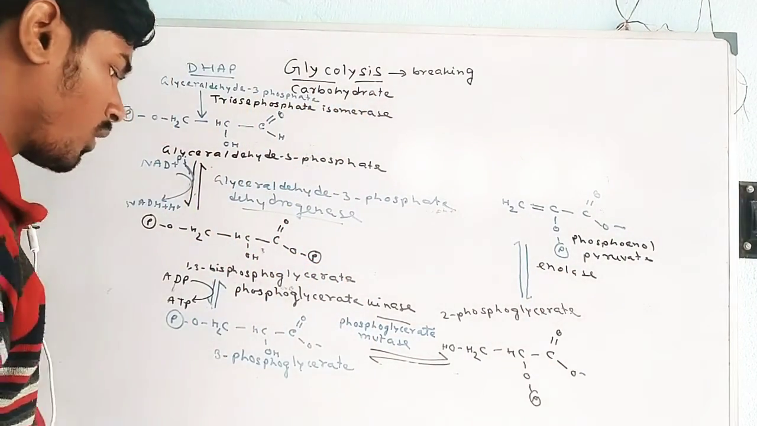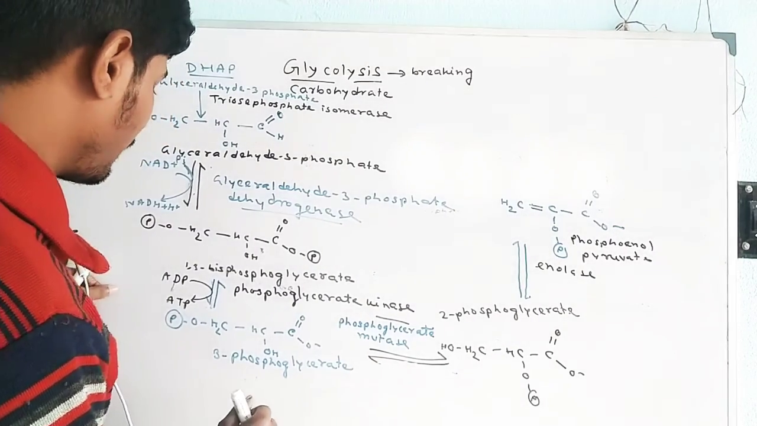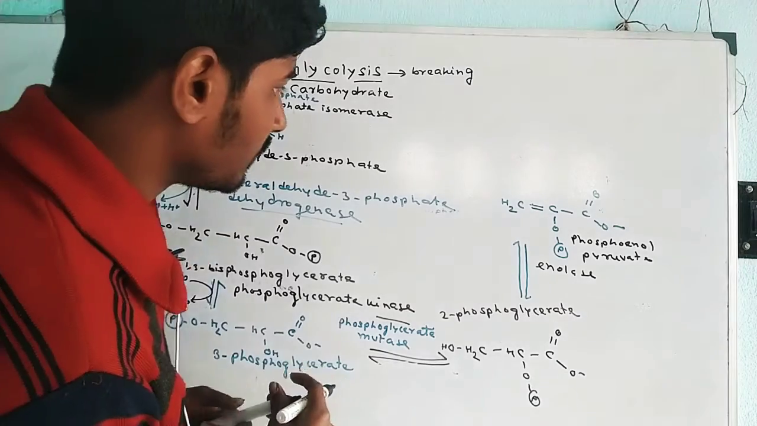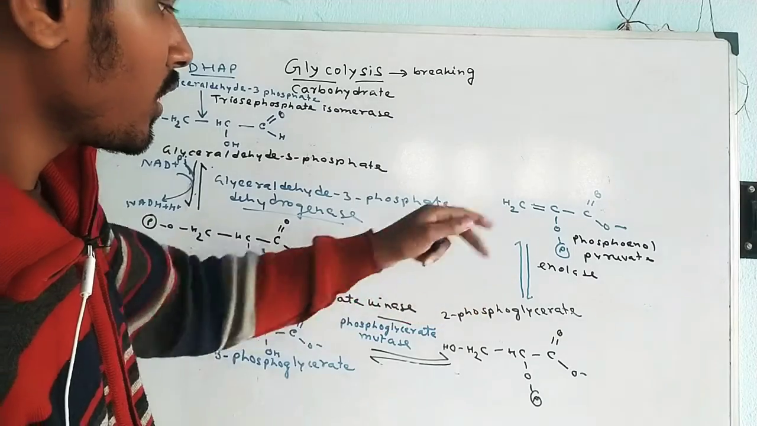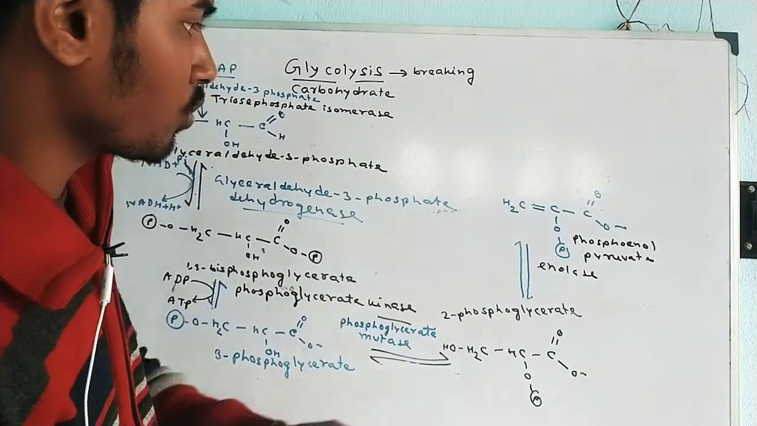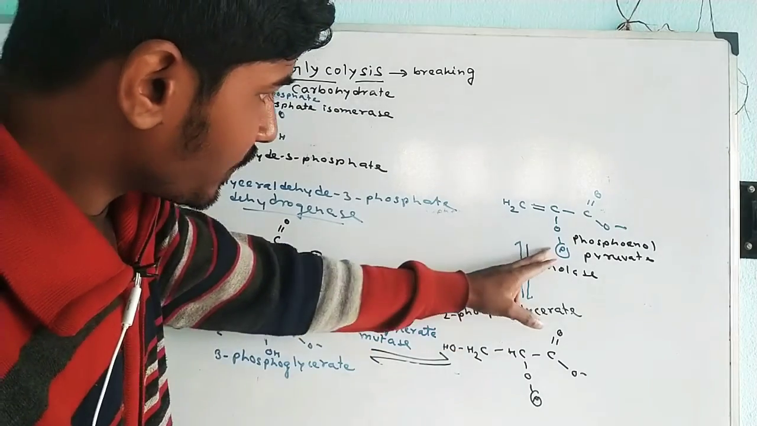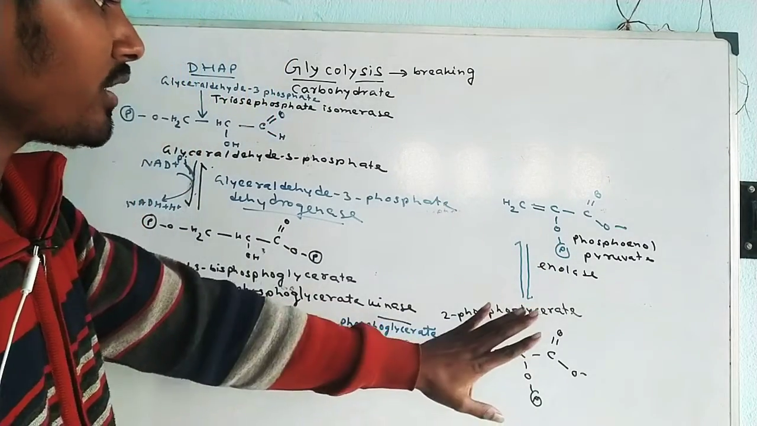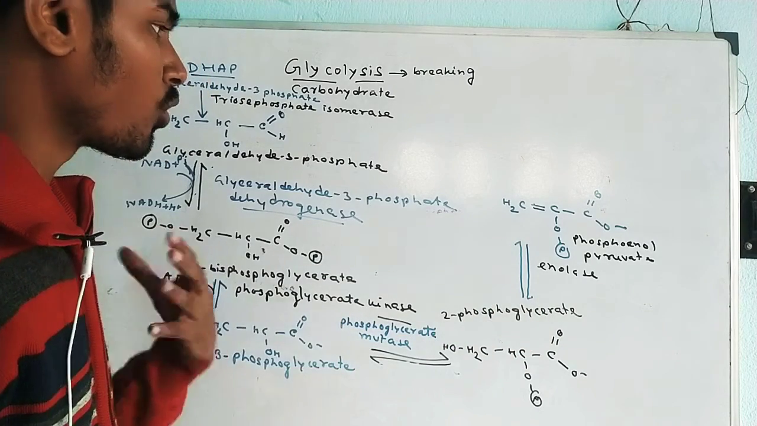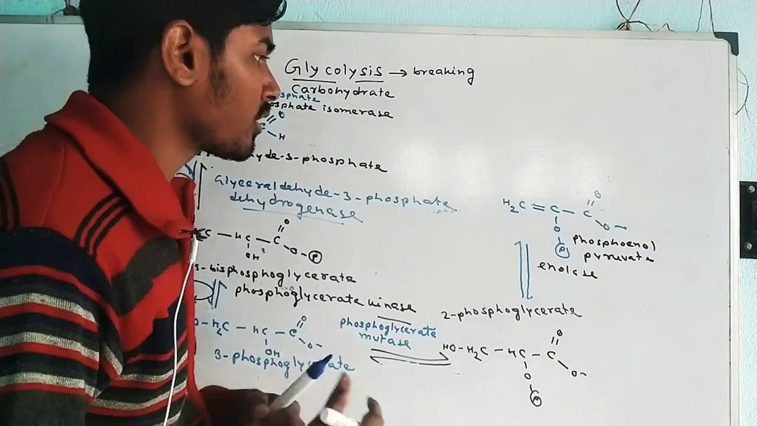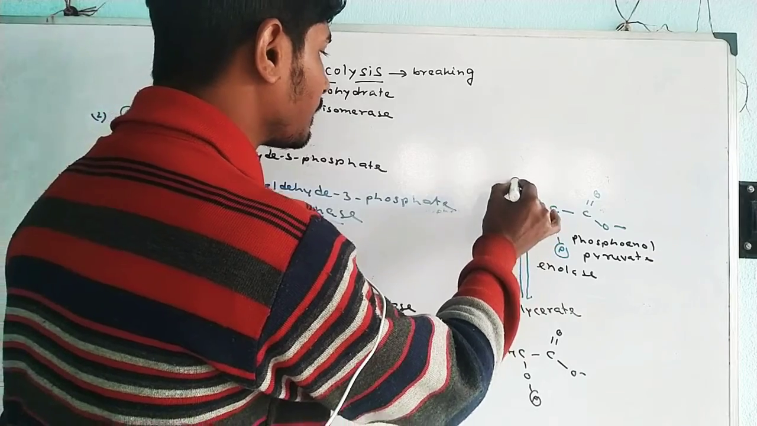Okay. One more important point that I missed is that when we are converting 2-phosphoglycerate to phosphoenol pyruvate by enolase, the phosphate is in the same position, with no change in the location of the phosphate group. So these points should be remembered to draw the structures in a correct way.